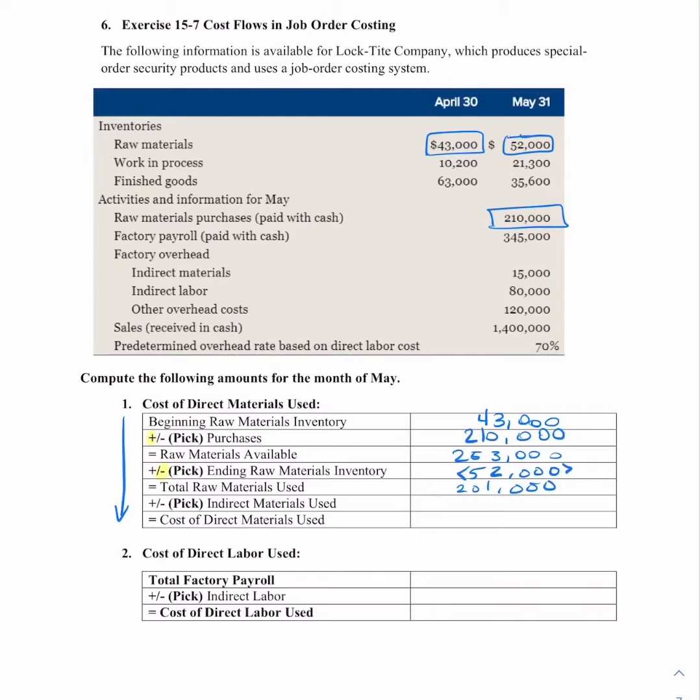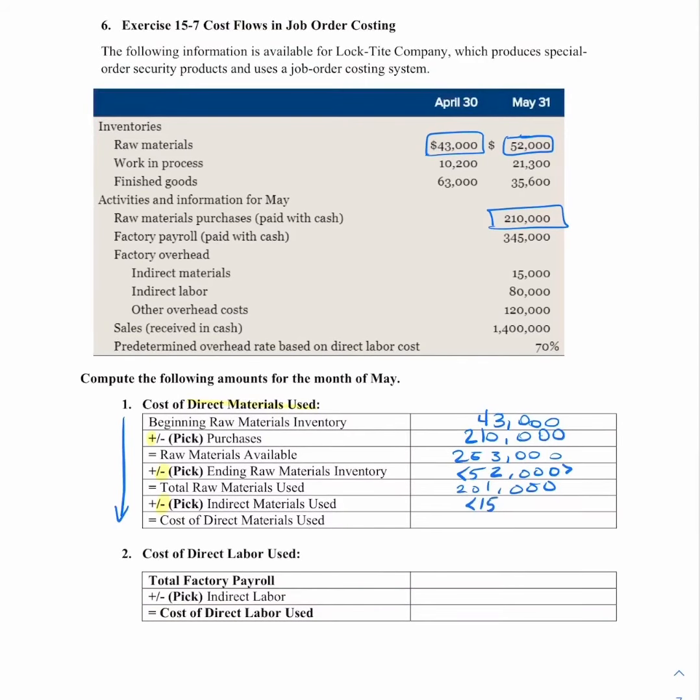Next, we either need to add or subtract the indirect materials. And in this question, they asked me for the amount of direct materials used, which means if those materials got used and they were indirect, they need to come out. So we will subtract those indirect materials of $15,000. This will give me my total cost of direct materials used of $186,000.